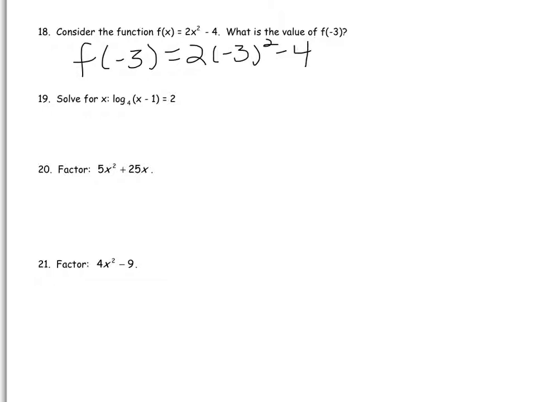Make sure when you're substituting -3 in for x, make sure you use parentheses. And now I just have to follow order of operations. -3 squared is 9. 2 times 9 is 18. Minus 4 is 14. So f of -3 is 14.